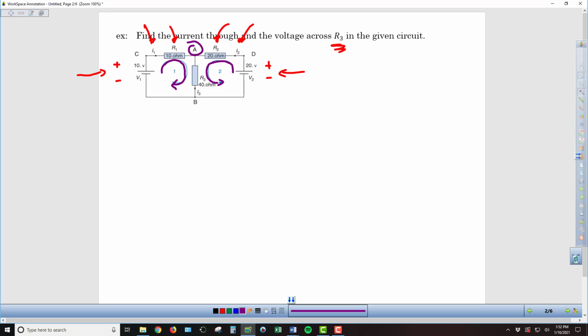We may be wrong. It may turn out that this is not correct. That will just show up with negative signs for our answers when we eventually solve our system of equations.